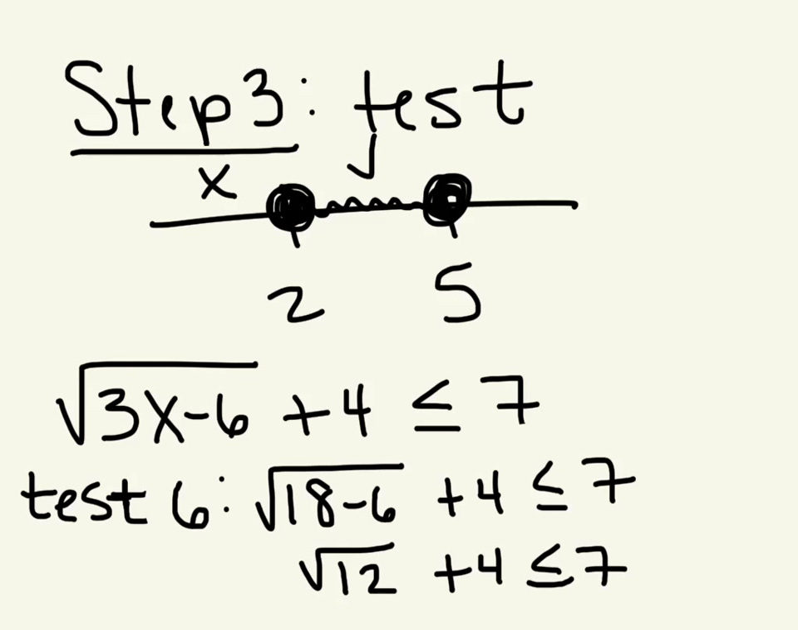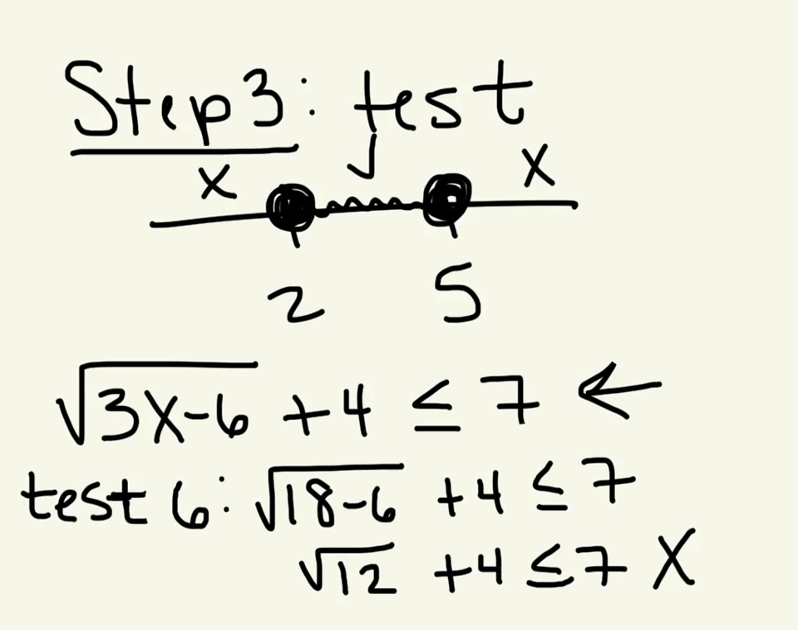Again, without even having to reach for our calculator, we know that the square root of 12 is in between the square root of 16 and the square root of 9. Therefore, it's equal to 3 point something. 3 point something plus 4 is not less than or equal to 7. Therefore, all the values above 5 will actually make the left side of the inequality greater than 7. So, no values in this region of the number line will satisfy our original inequality of square root of 3x minus 6 plus 4 is less than or equal to 7.